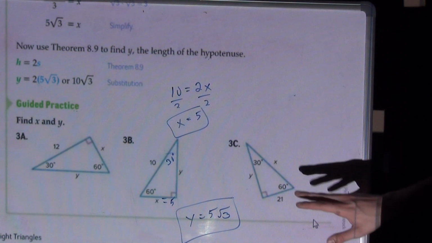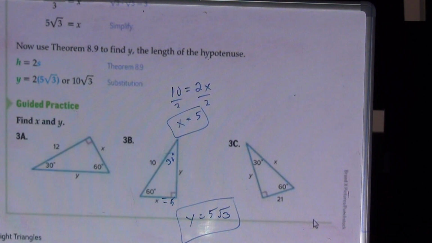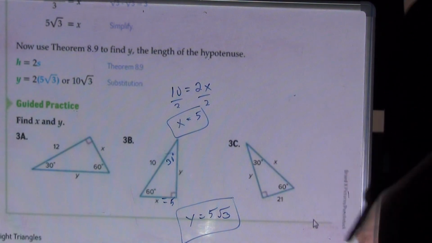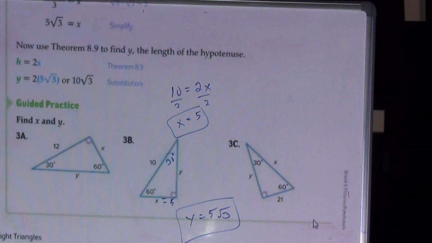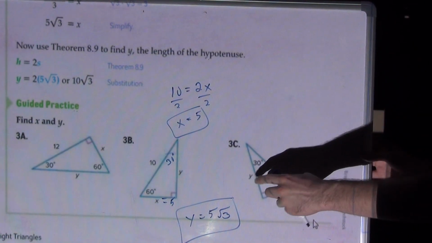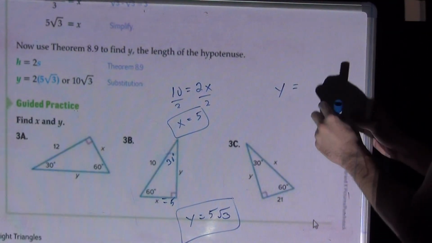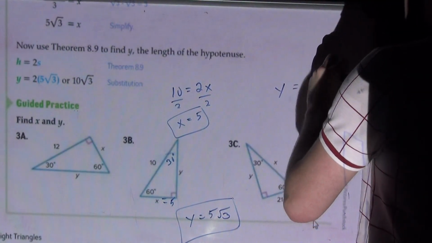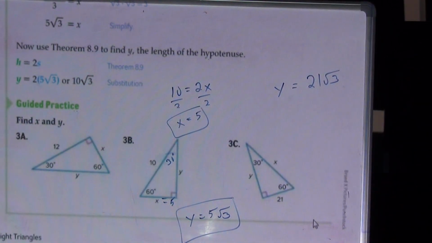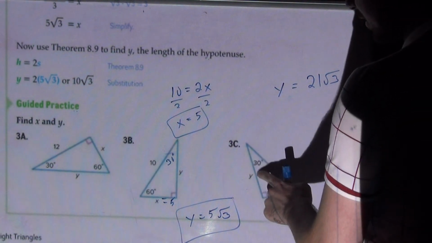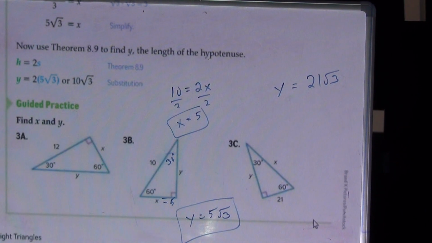Alright. Now, 3C, we have something a little bit different. Actually, it's the easiest one. You're given the side length across from the 30. Okay? So what you do is, the side across from the 60 is y. So y is going to be the side across from the 30 times square root of 3. So it's going to be 21 root 3. That's all you have to do there. Nothing too crazy. If you're given the side length across from the 30, that's your easiest problem.